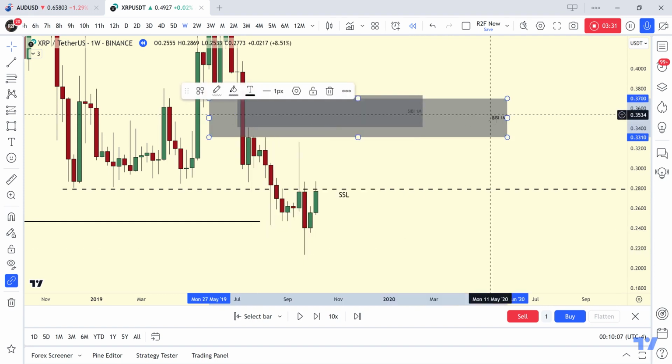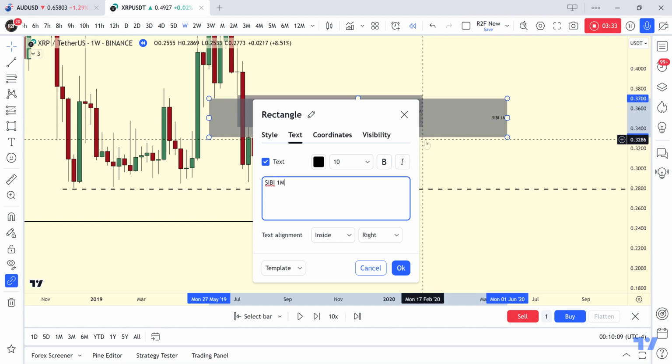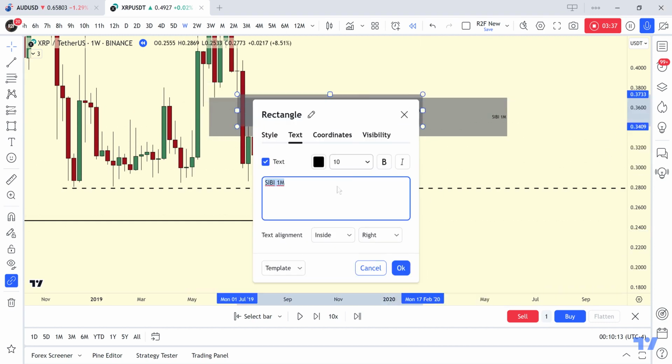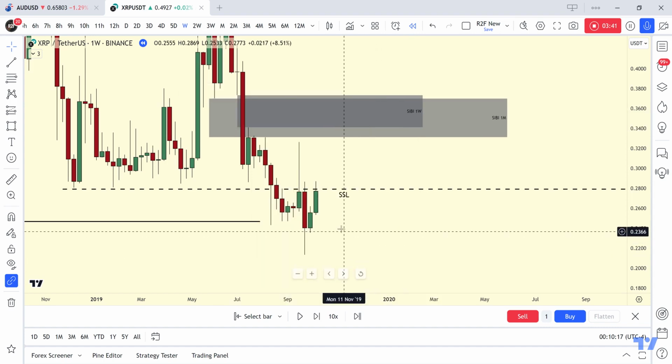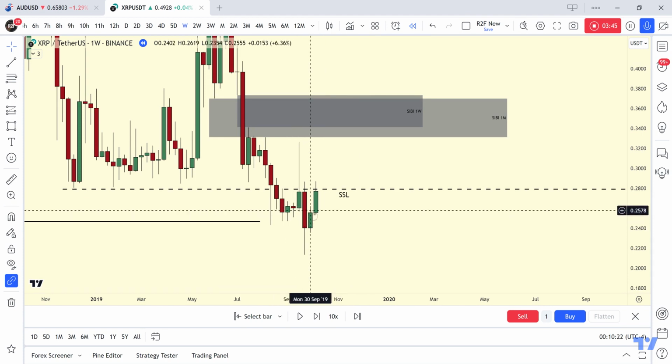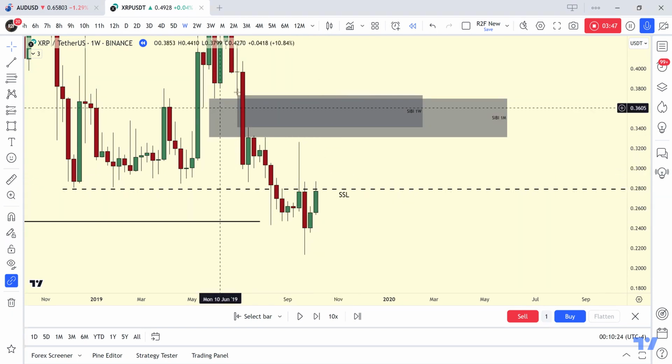SIBI 1 month. Sorry, this was not a BISI. This is a SIBI 1 month. Both SIBIs. And this is a SIBI 1 week. What am I doing? Okay. So we have a breaker here that kind of completely got disrespected. I'm going to go to the daily.